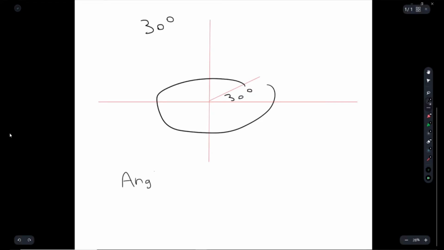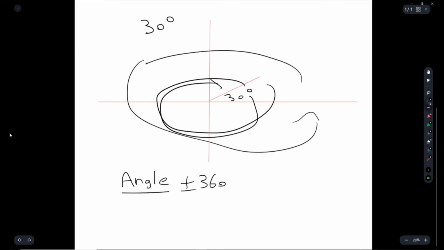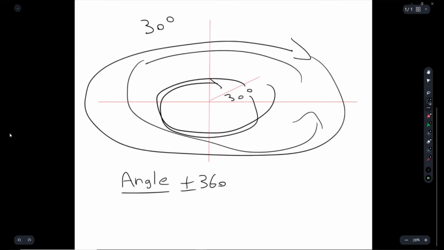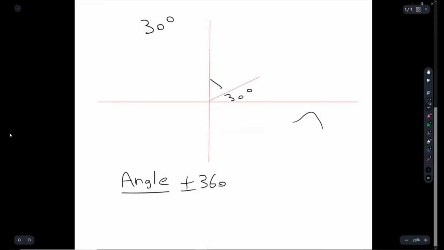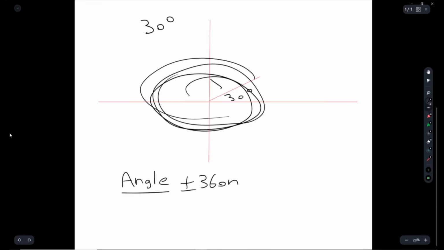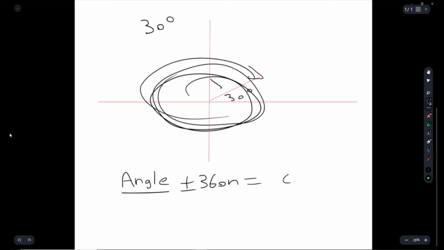Angle. This is the non-coterminal angle. So angle plus or minus 360, since you can go this way or the other way. This is a bit messy. So 360n, where n is because we can rotate it as many times as we want. We can just keep going and going. As long as it stops at the same place, it's coterminal. And this equals the coterminal angle.